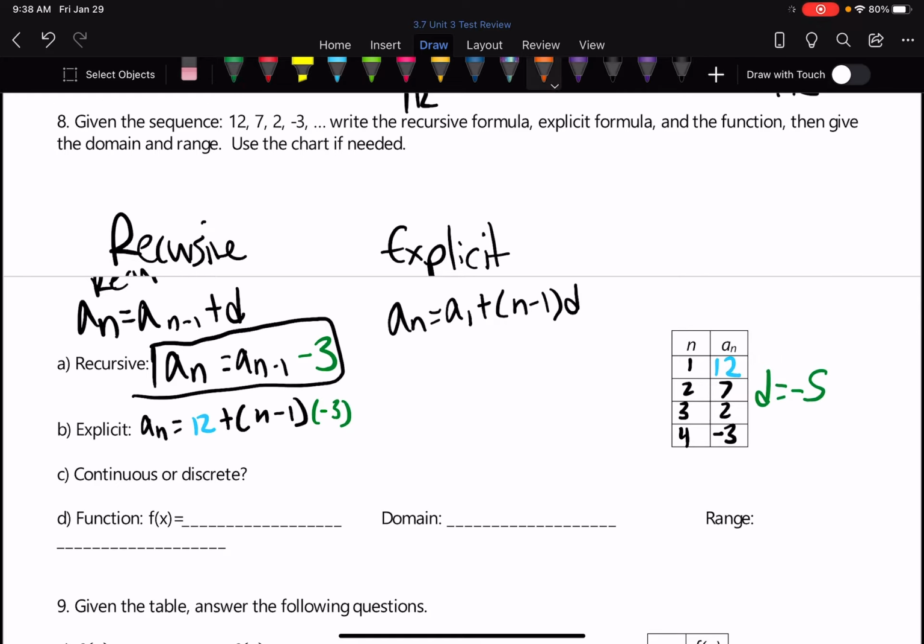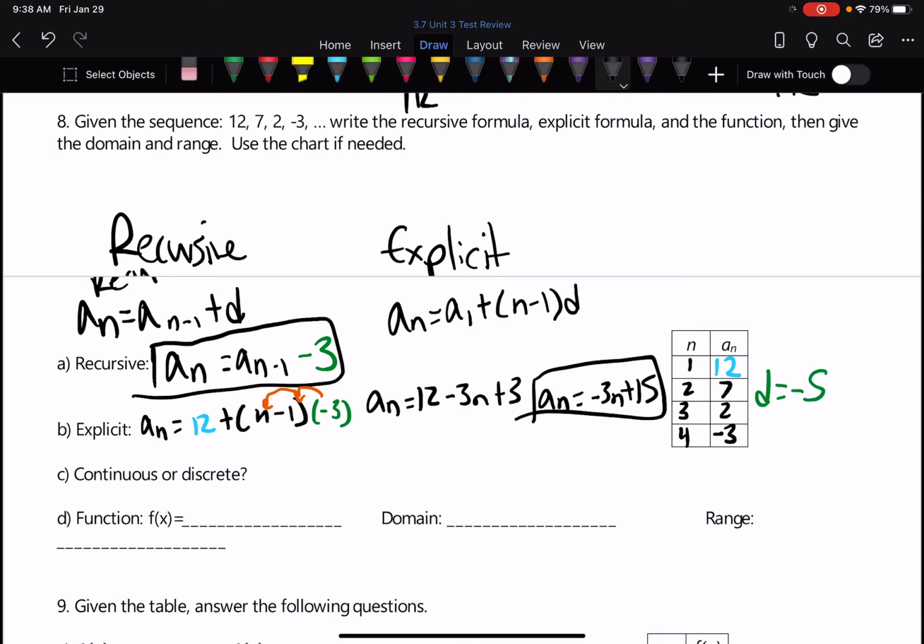We're going to distribute the -5 throughout. So we have a sub n equals 12 minus 5n plus 5. Combine like terms, 12 plus 5 is going to give us 17. So a sub n equals -5n plus 17. Then it asks us, is this continuous or is it discrete?